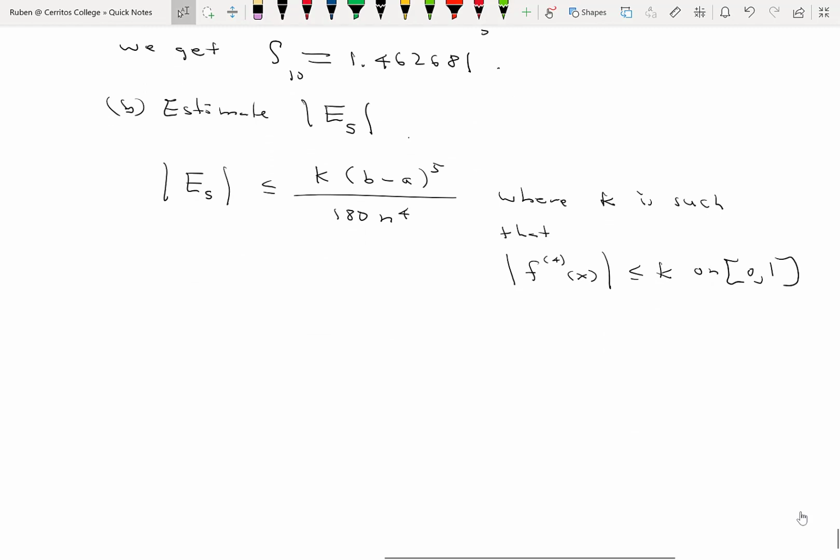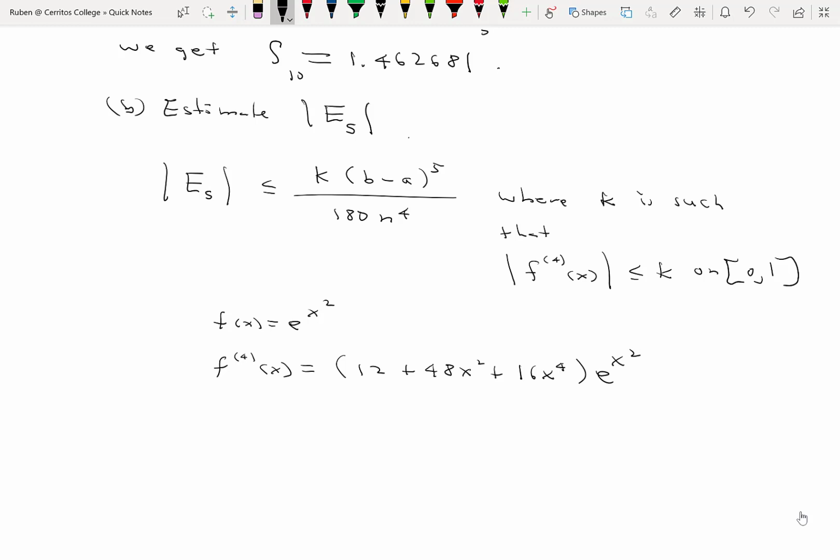Okay, well, I'm going to save you the tedious computation of finding the 4th derivative. You might want to actually practice with it, but that's all right. You'll have enough homework. So f of x is e to the x squared. After a whole bunch of algebra, and I verified that his 4th order derivative was correct, you end up getting 12 plus 48x squared plus 16x to the 4th, all that times e to the x squared.